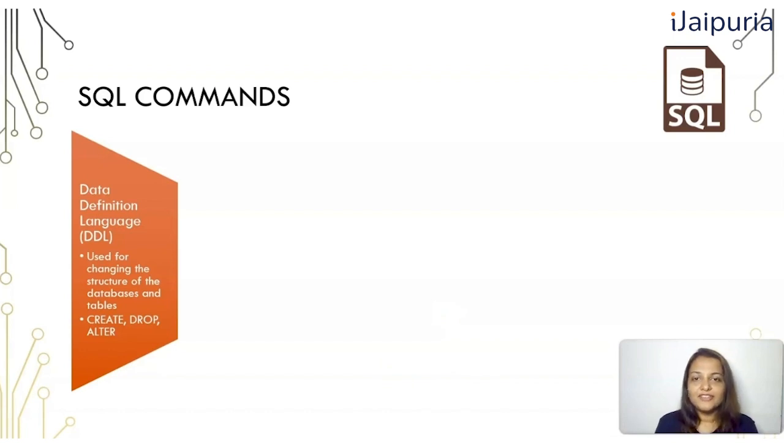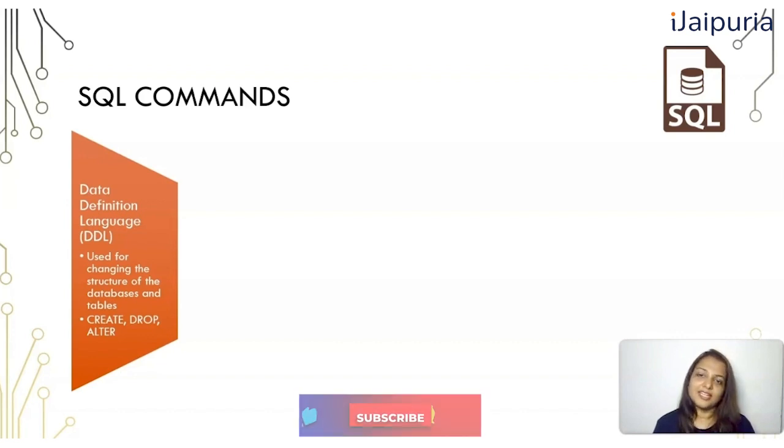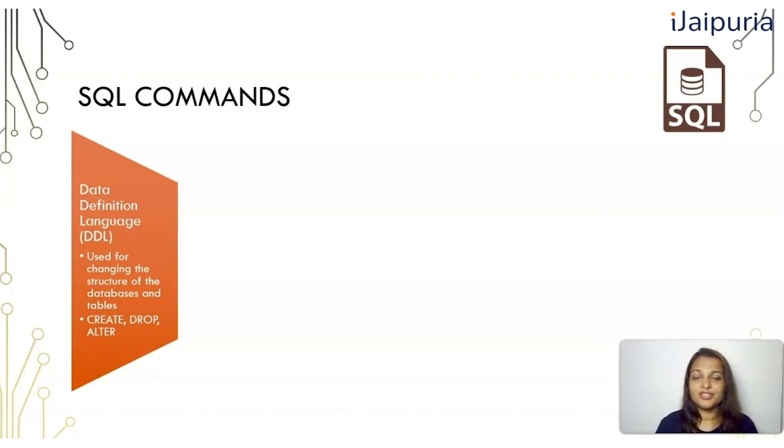Commands are divided into 5 categories. Let's understand the first category, that is the data definition language. Now, the data definition language, as the name suggests, is supposed to define the way we want a database or a table to look like. We are also going to specify how we are going to use it, and if need be, we may also delete it. So, data definition language makes use of commands like create, drop, and alter.